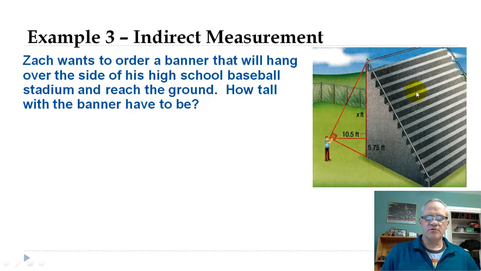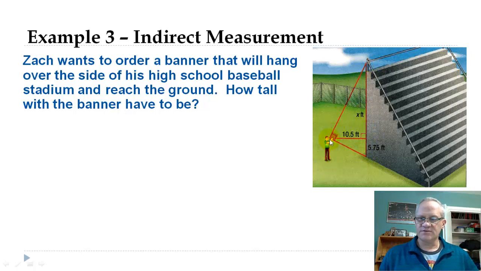Zach wants to order a banner that will hang over the side of his high school baseball stadium. That's a pretty good stadium there. Look at how high that is. And reach the ground. How tall will the banner have to be? So he wants to find a banner that's going to go all the way from up here all the way down. But here's kind of the setup of it.